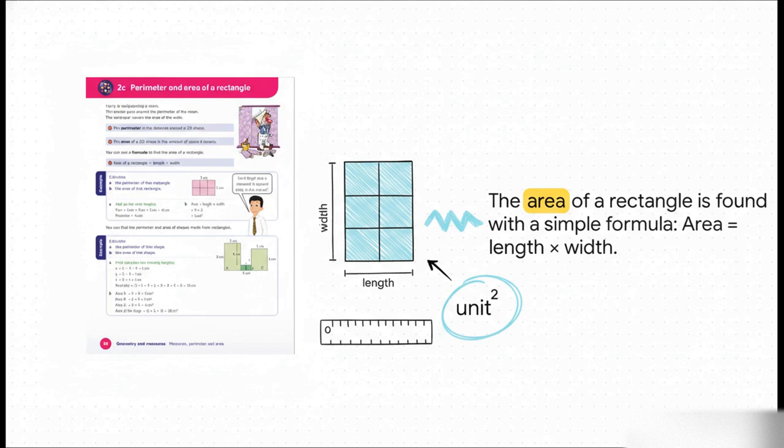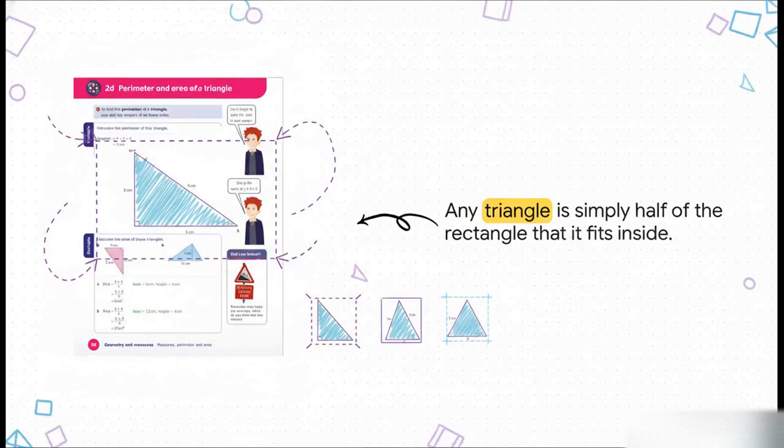It's 6 square centimeters. See, we're not measuring a line anymore. We're measuring how many little 1x1 squares can fit inside. And that's why the unit gets that little 2 up top. Okay, rectangles are straightforward. But what about a triangle?